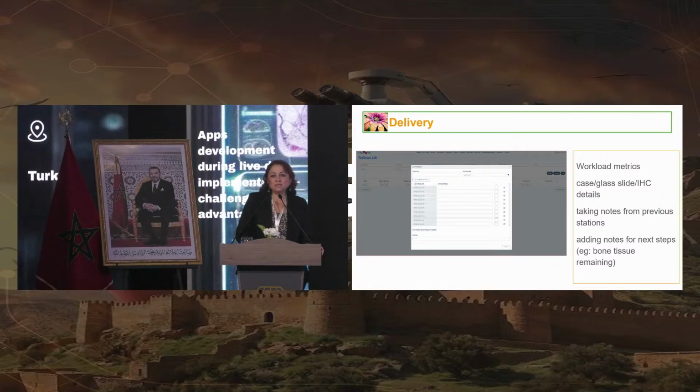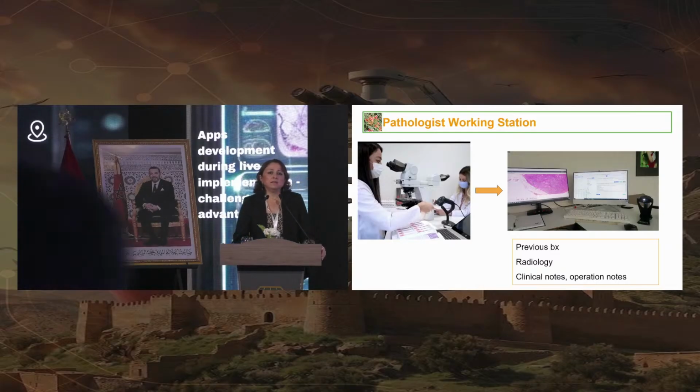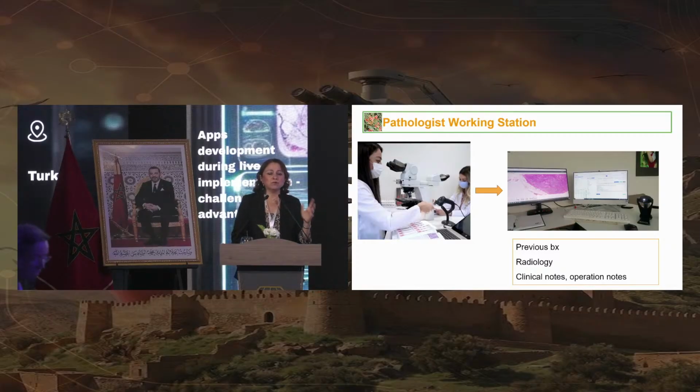Then at the delivery stage, we can have the workload metrics at the case, glass slide, and IHC details. We can take notes from the previous steps and record notes for the next steps. For example, a case having a bone tissue remaining in the acid processing is informed to the pathology on the system. And at the pathologist working station, we can see the previous biopsies, radiology, clinical notes, and we can give feedback if anything goes wrong on APLIS.